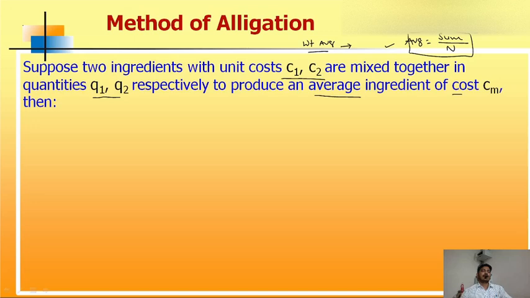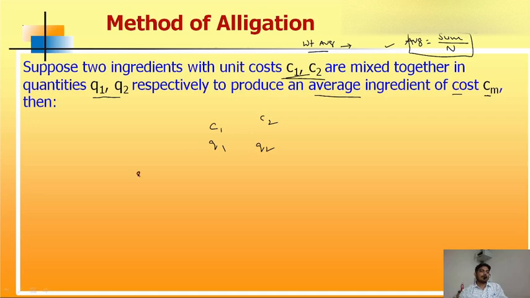We are given the prices of two quantities, C1 and C2. These are mixed in the ratio Q1 to Q2 to get an average ingredient cost of Cm. So this can be written like this: this is C1 with quantity Q1, and this is C2 with quantity Q2.